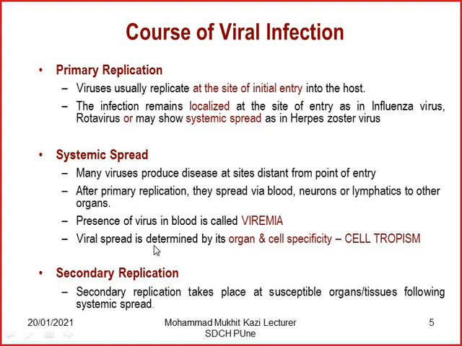The viral spread is determined by its organ and cell specificity, which is called cell tropism. And what is secondary replication? Secondary replication takes place at susceptible organs and tissues following systemic spread. First what happens? Primary replication. After that it spreads systemically, and then after spreading, it again replicates, which is called secondary replication.